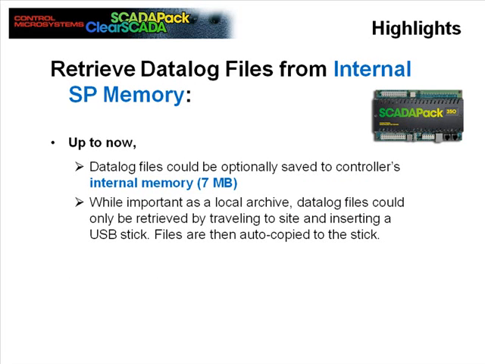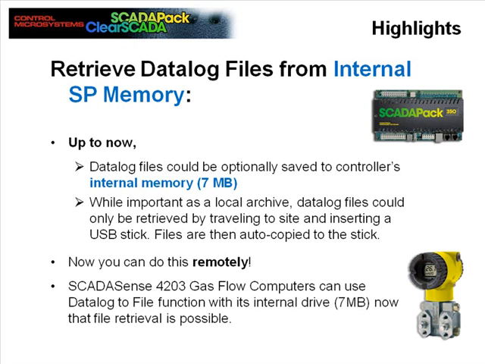And up to now, data logs could be optionally saved to the controller's internal memory, up to 7 megabytes. While important as a local archive, data log files could only be retrieved by traveling to site and inserting a USB stick. Files are then autocopied to the stick. Again, now you can do this remotely. And for the 4203 gas flow computers, they can now use the data log to file function with its internal drive now that file retrieval is possible.